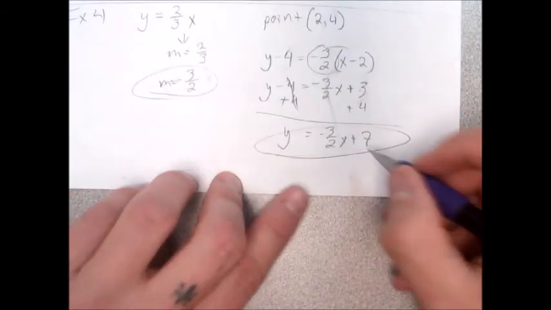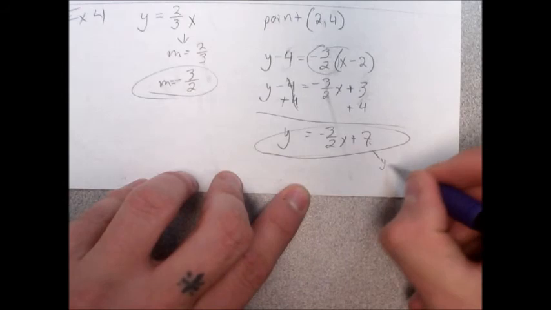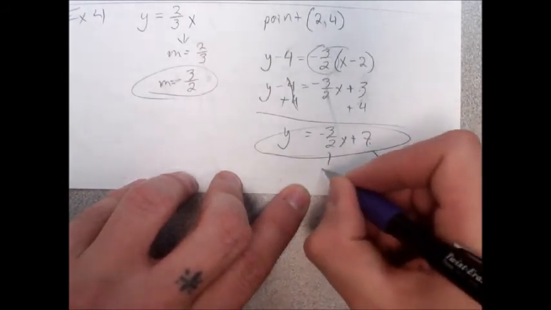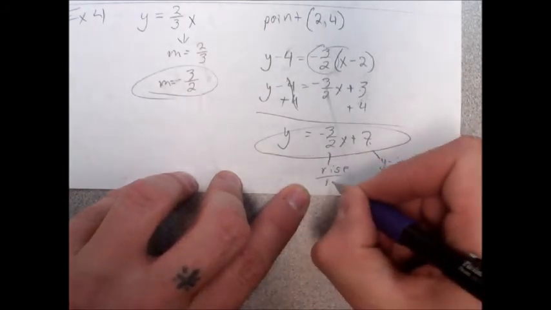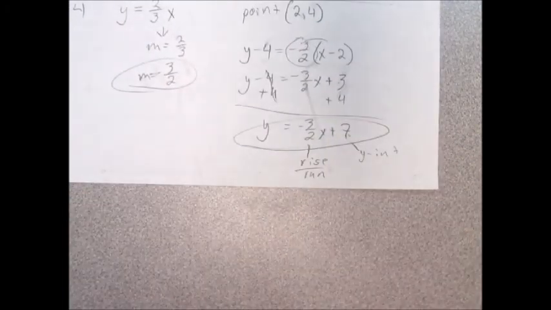If I want to graph that again, this is my y-intercept. This is my rise over run, my slope, my rate of change. I just follow it. Make sure it's falling. From left to right, it is falling. That's all you need.